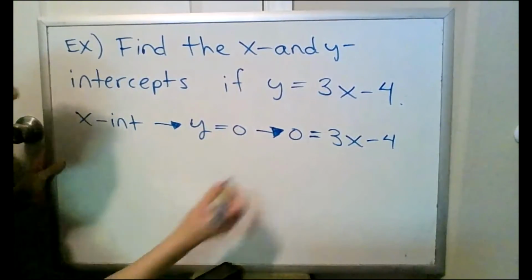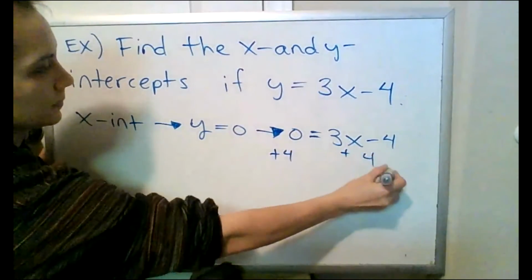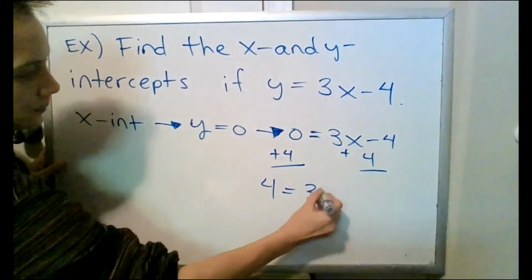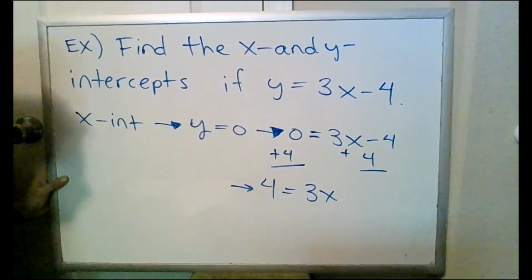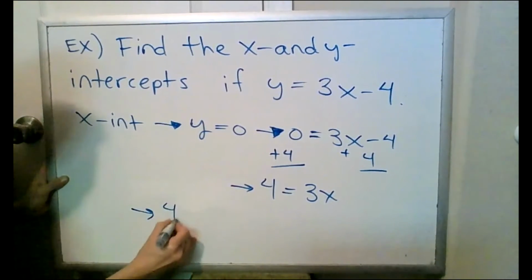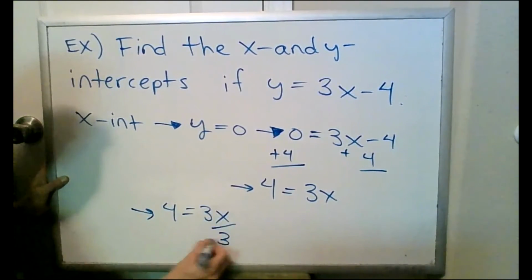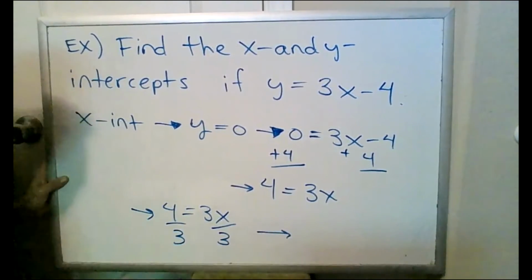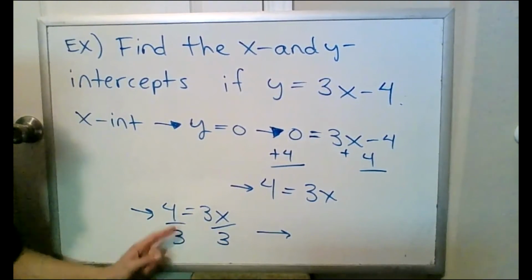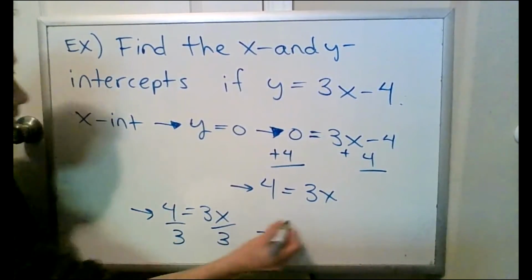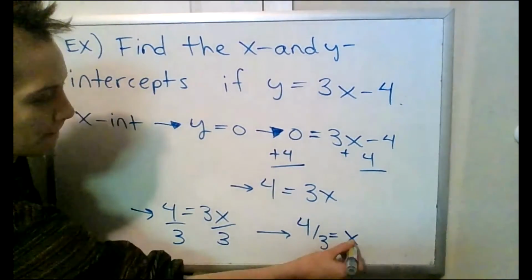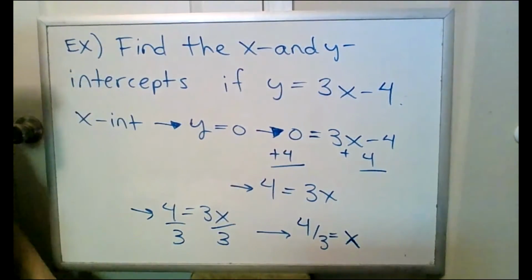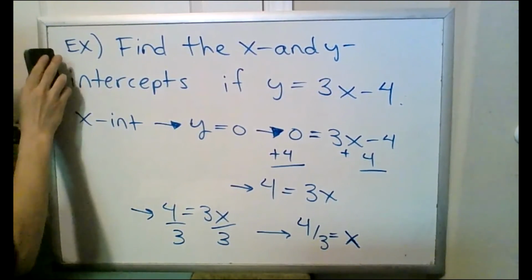So we add 4 to each side. Then divide both sides by 3. So on this side, there's just x. Over here, it's equal to 4/3. We're going to write our answer as a point. So the x-intercept is 4/3, 0.